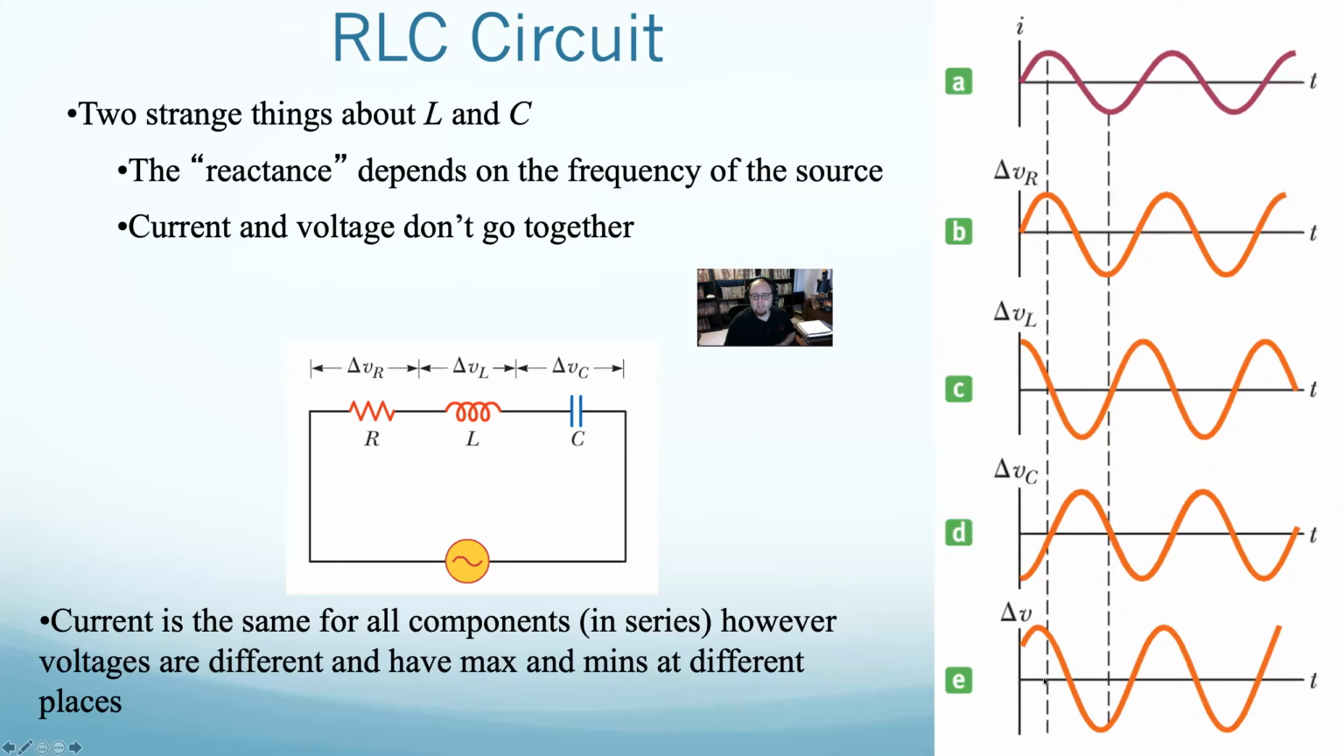Well, going through the slide, I show all of these. E is just the voltage on the battery. I don't think it actually said that anywhere. But you can see this max current doesn't even happen where the max voltage on the battery is. Wait, is that voltage on the battery? Yeah.